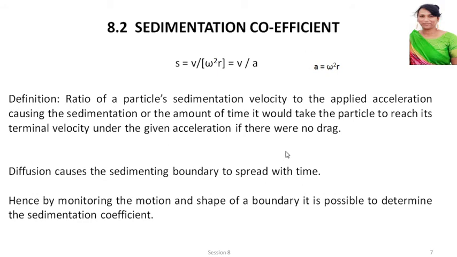What is sedimentation coefficient? Sedimentation coefficient is given by S is equal to V divided by omega square R, which is equal to V divided by A simply, where A is equal to omega square R. Does it ring a bell? What is omega square R? Yes, omega square R is centrifugal force.